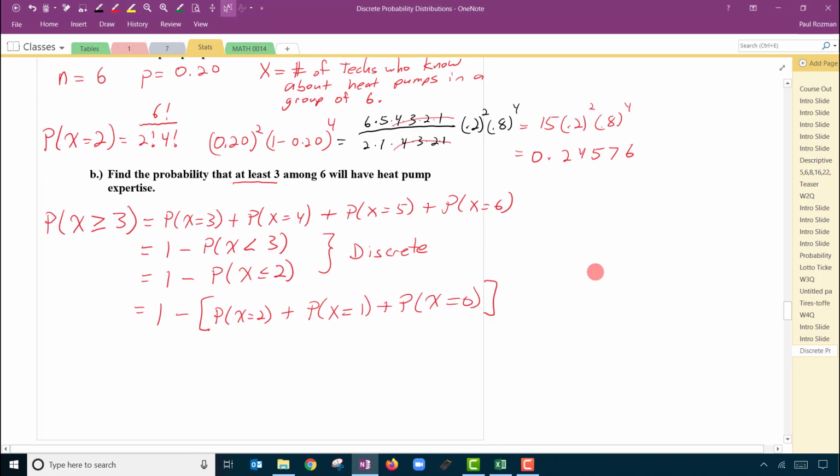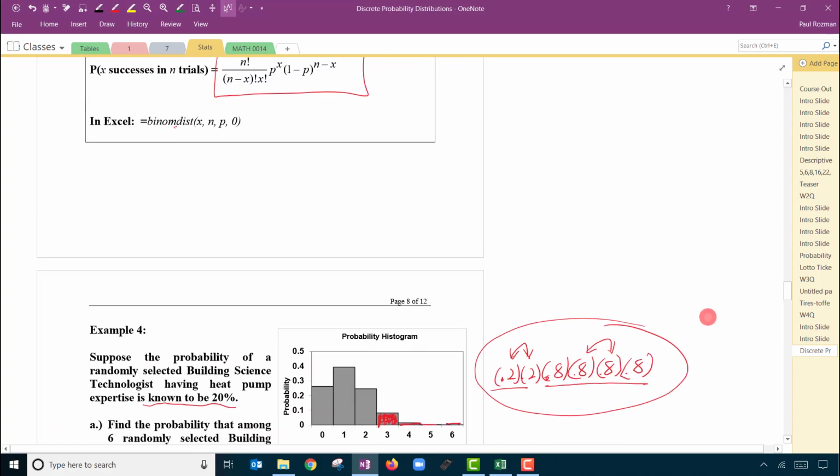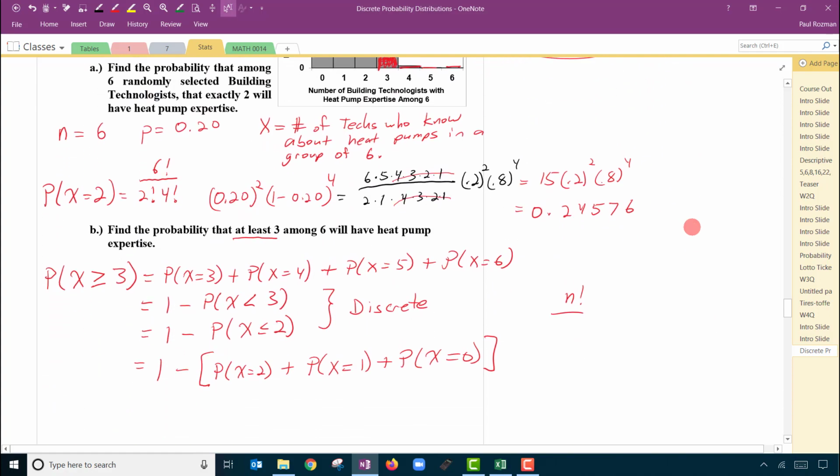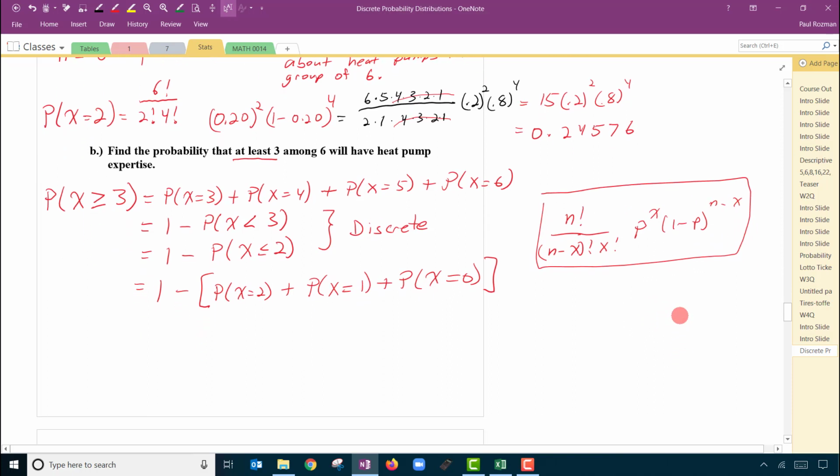This time maybe I'll use the formula. It's n over n minus x factorial, x factorial, p to the x, 1 minus p to the n minus x. Let's write it in the same order that I have it written, because I never use the formula myself. And we'll basically substitute in for these values rather than me just thinking about it.